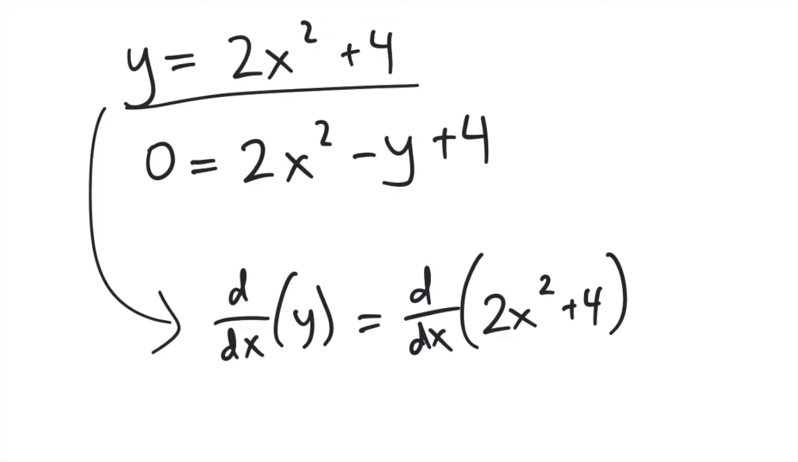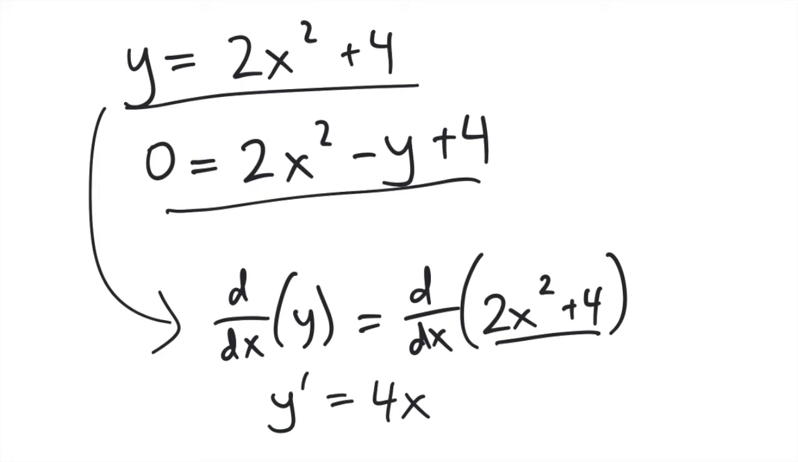But on the left side, there's not really much to do. We would just write y prime or dy dx, either way. And then we'd say, well, what's the derivative of 2x squared plus 4 on the right side? Well, that's just 4x. But what we're doing there is taking the derivative of both sides of the equation. We can do that regardless of whether it starts out as y equals, or whether we have an equation like this that starts out as 0 equals 2x squared minus y plus 4.